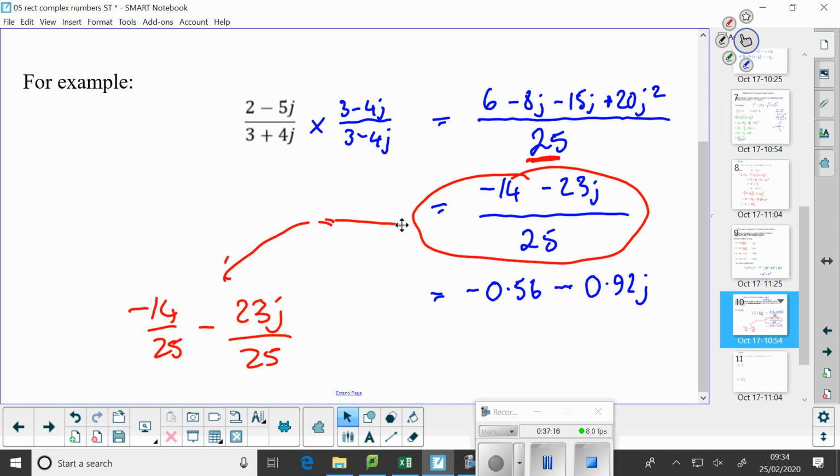That's because 3 minus 4j is the complex conjugate of 3 plus 4j. We know that if we multiply the bottom by the complex conjugate, we'll get rid of the j term. But what we do to the bottom, we must also do to the top, otherwise we've changed the expression. So if I multiply top and bottom by the complex conjugate, you're effectively multiplying by 1, so you're still ending up with the same value. All right?